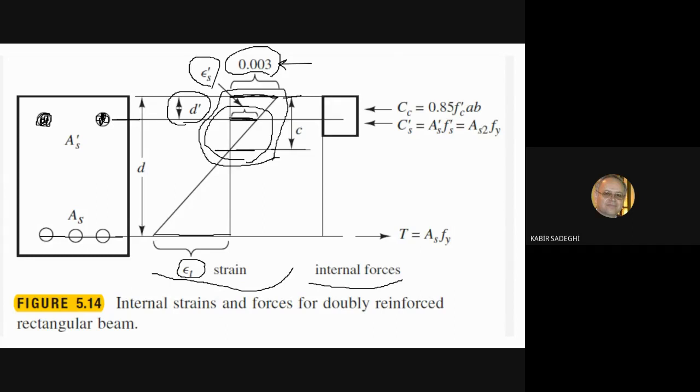One is the small one here, and the second one is the bigger one here. If you write the similarity of these triangles, we can write 0.003, which is the strain epsilon u at concrete, over its height, which is C, equals the strain at compression steel, epsilon prime s, over its height. Which height? The height is actually this height. What is this? This is C minus D prime. Over C minus D prime.